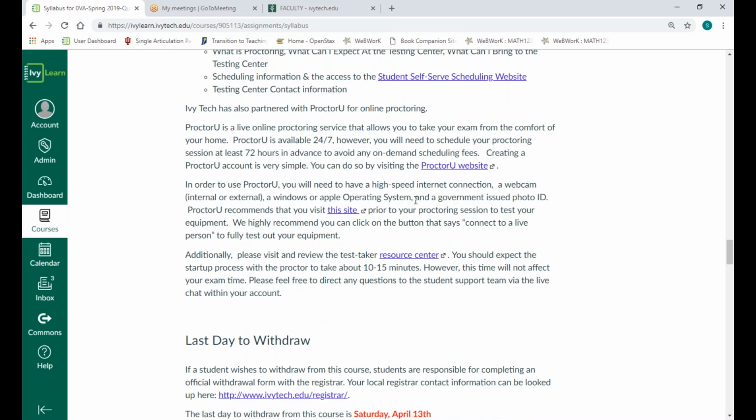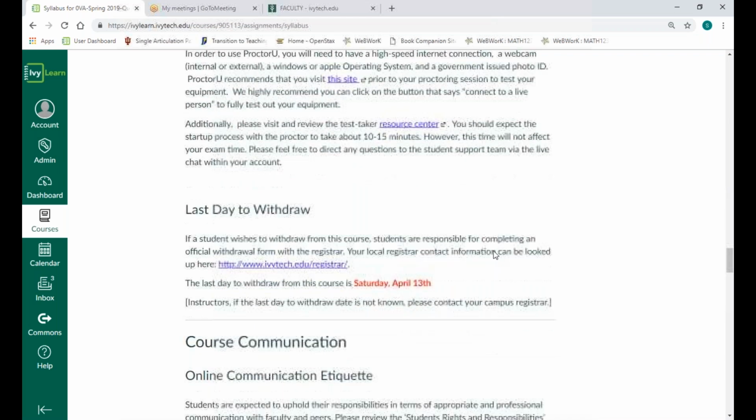There is a fee for this. I want to say it's around $15, but I could be wrong. But if you don't have any other options, this is a great option. And we've had great success with this, because I've had people who've been out of the country and taken it through this and had no issues.